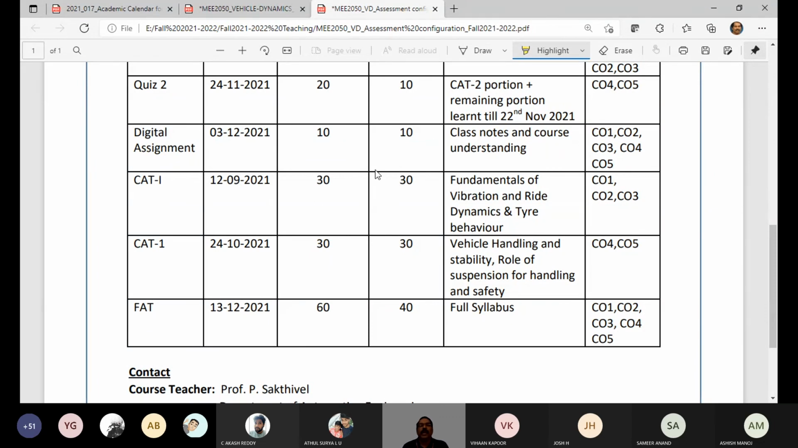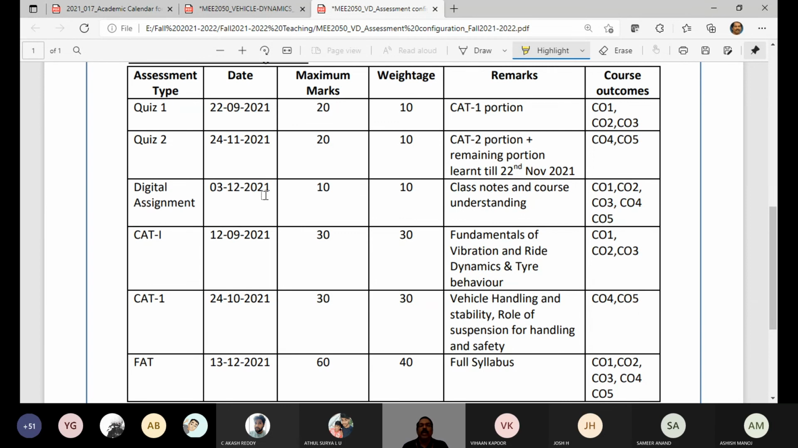So like that, I would periodically ask you to submit. That would help me ensure that you are all following me while teaching, and that would give you this 10 marks. I just have put the due date as 3rd December. That does not mean you have to work on it at the last minute and submit. So that is going to be a regular assessment, a digital assignment thing.